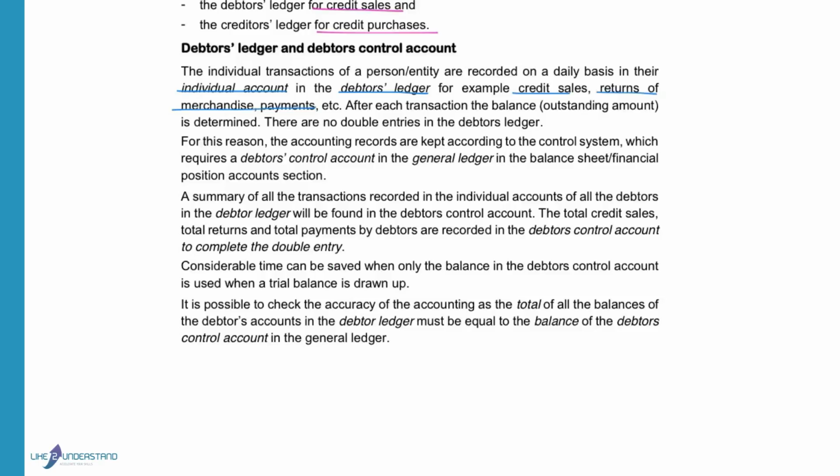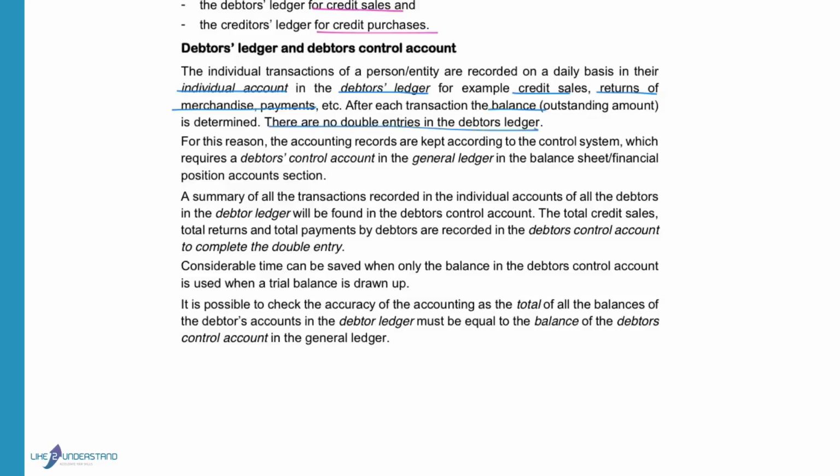After each transaction, a balance is determined so that you can see what is the outstanding amount of the debtors. This is very important because this will determine if the specific debtor can buy more goods on credit if he still owes a certain amount of money. There are no double entries in the debtors ledger.